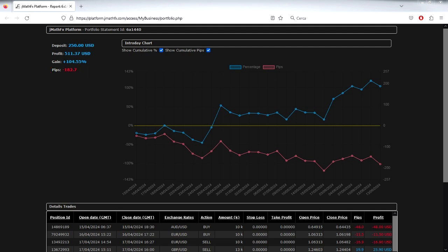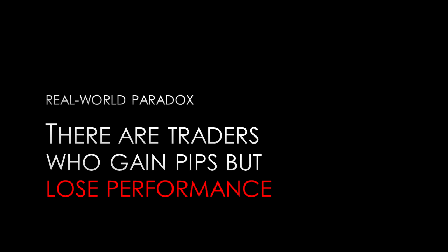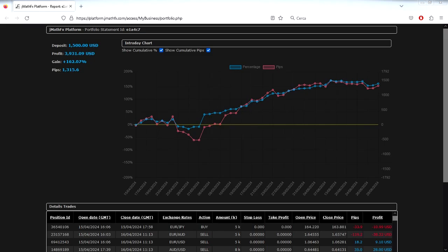How is it possible to lose pips and still make a profit if you've always been convinced that to profit in the market, you need to be aligned with the market trend? Here, points are lost in the market and profits are made. How do you explain that? In reality, I could claim the opposite. There are traders who gain pips but lose performance. Paradoxical, right? Look at the performance of this account.